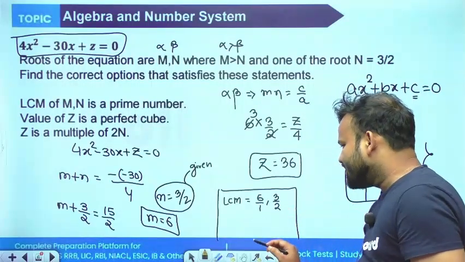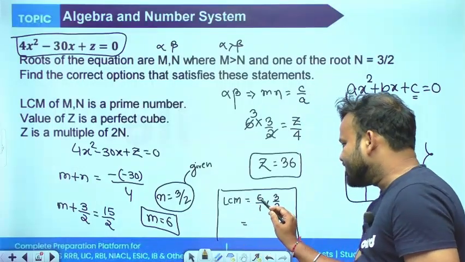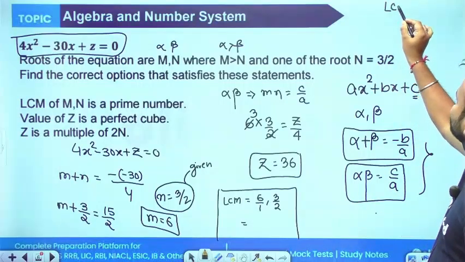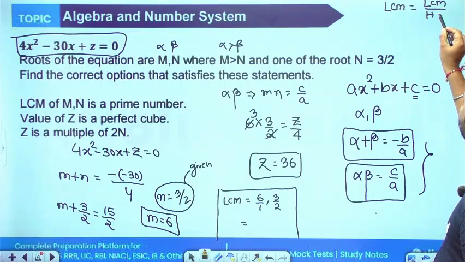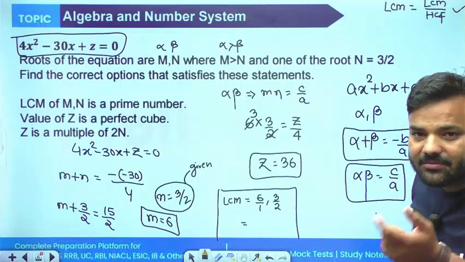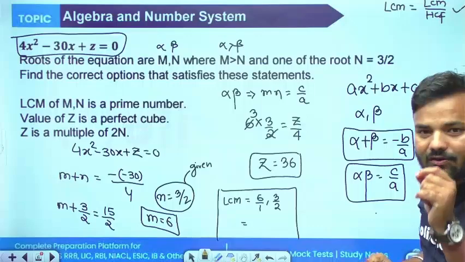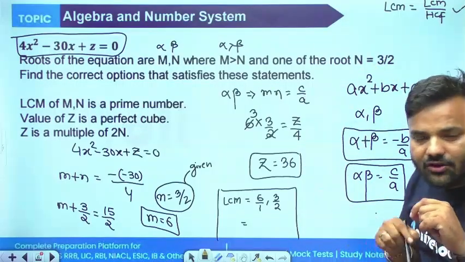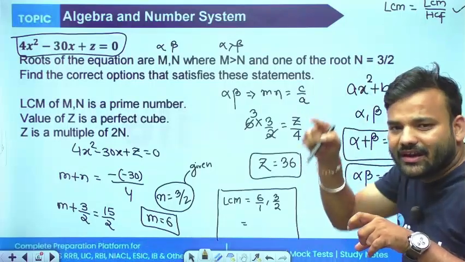How to calculate the LCM? For calculating the LCM of a fraction, you calculate the LCM of the numerators and the HCF of the denominators. This is important. And how do you calculate the HCF? HCF of the numerators and LCM of the denominators. If you are calculating the LCM, find the LCM of the numerators and HCF of the denominators. And if you are calculating the HCF, calculate the HCF of the numerators and LCM of the denominators.